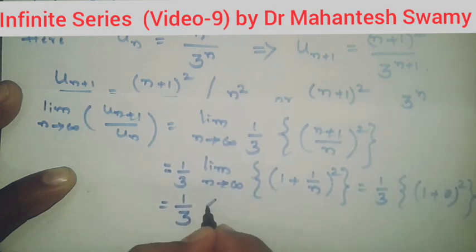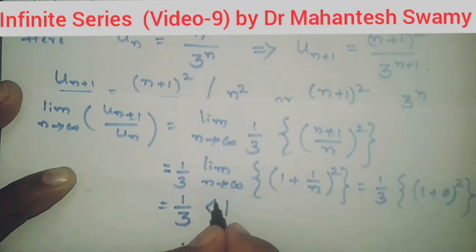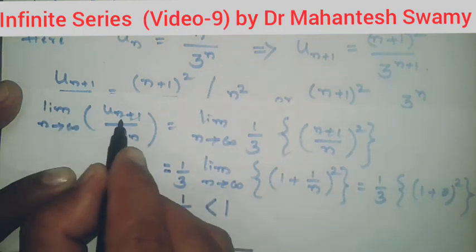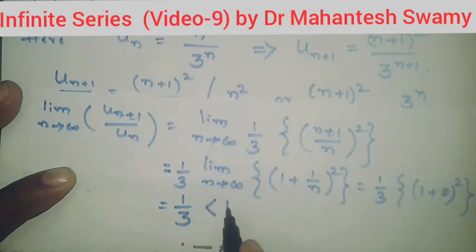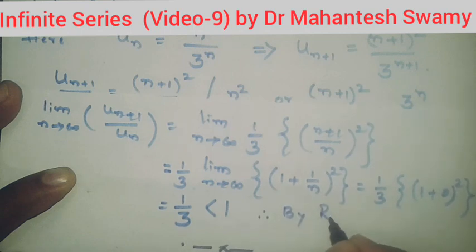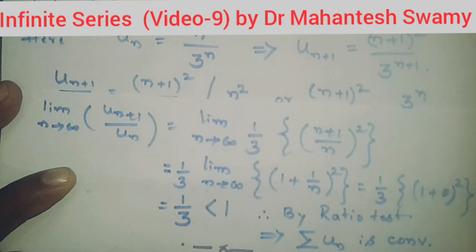1 by 3 is a number less than 1. When we compute the limit of u_{n+1} divided by u_n and get the answer as less than 1, therefore by ratio test it implies the given series summation u_n is convergent. So this is how we have concluded at the end that when the limit obtained is less than 1, according to ratio test, the given series is convergent. So with this, the first problem completes.